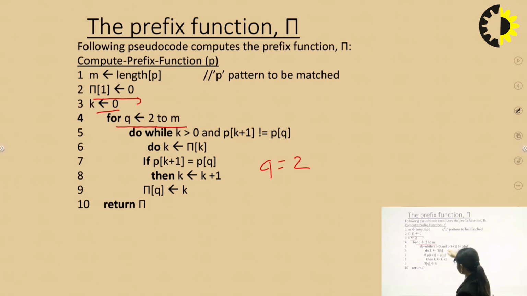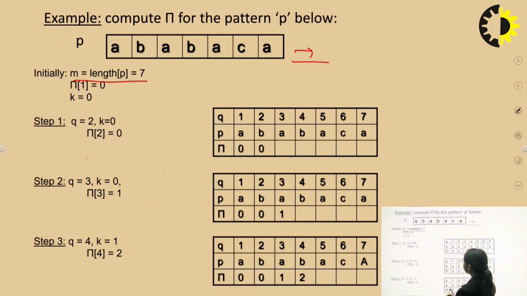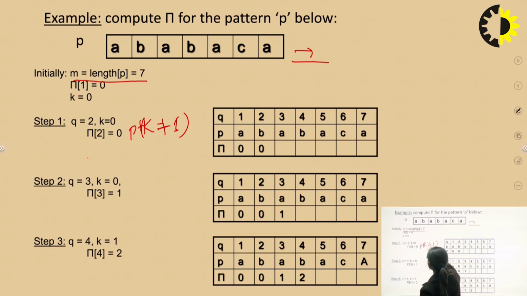This condition is not satisfied, so we have to go to the if. So here, if p[k+1] equals p[q]. In this case, k equals 0, that means p[k+1] means k equal to 1. Here p[k+1] equals a, and q is 2.